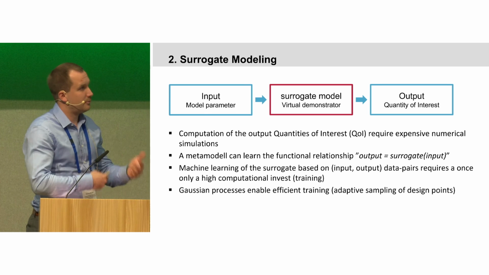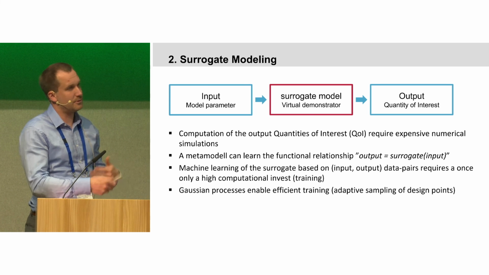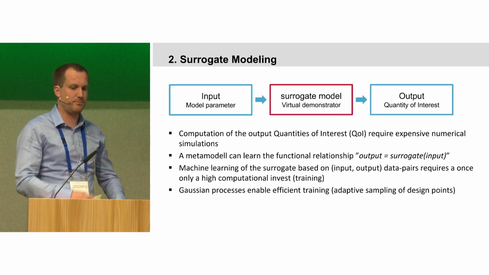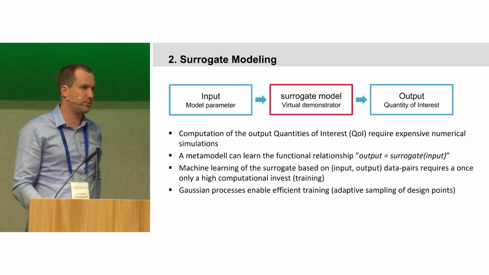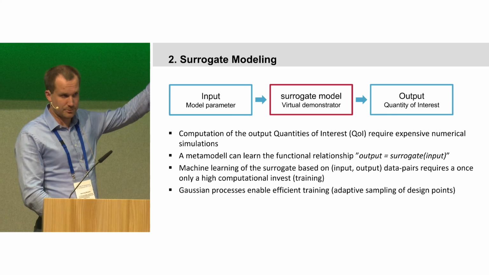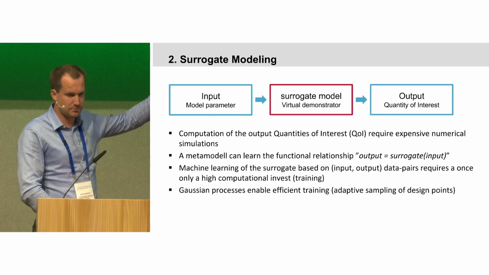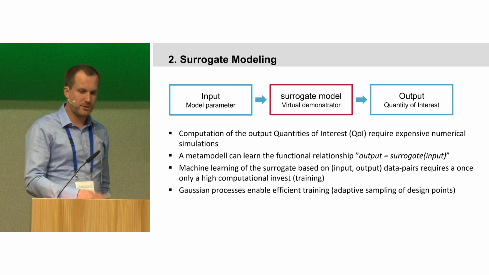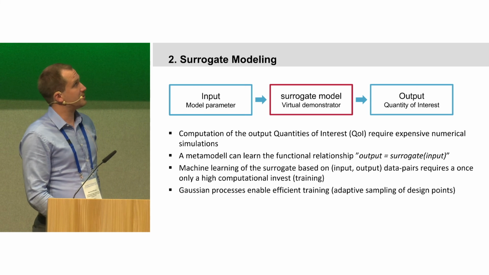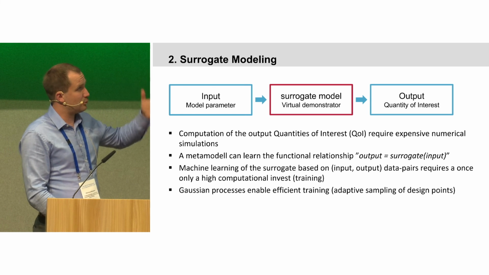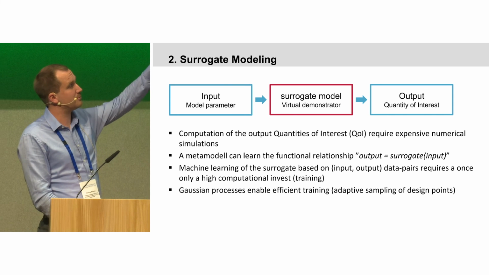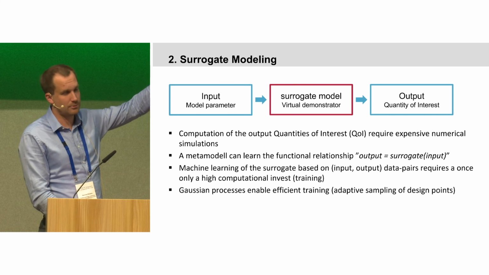So when we fit our model to actual measurements, then we need many calls of our numerical model because it's an iterative procedure. Yeah? So it's not a trial and error procedure, it's an optimization algorithm, but still it requires expensive numerical simulations. Now the idea is to use a surrogate model or a meta model that can learn the functional relationship. Output is then equal to a surrogate of the input.